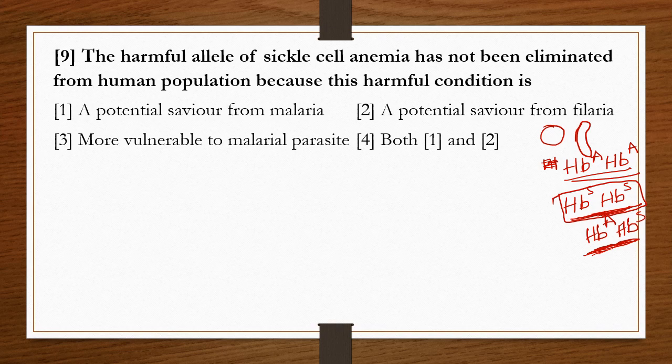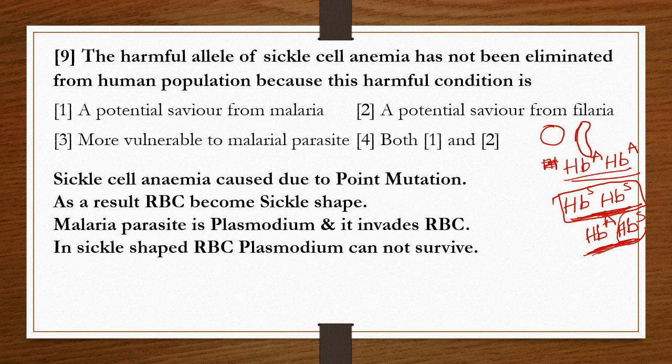So the harmful allele of sickle cell anemia has not been eliminated. It is present in the carriers. Sickle cell anemia is caused due to a point mutation, by changing the sixth position of the beta chain, where glutamic acid is present, that is changed into valine. It leads to the sickle shape. As a result, RBCs become sickle shaped.